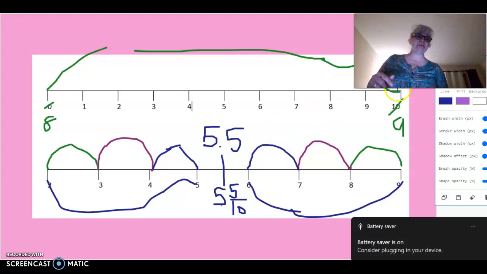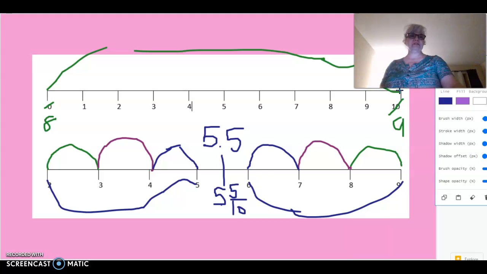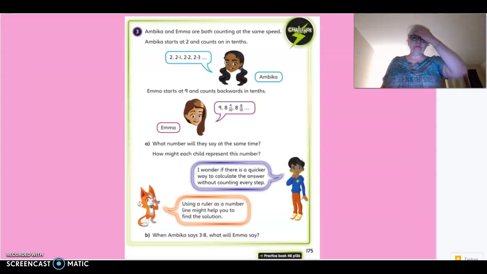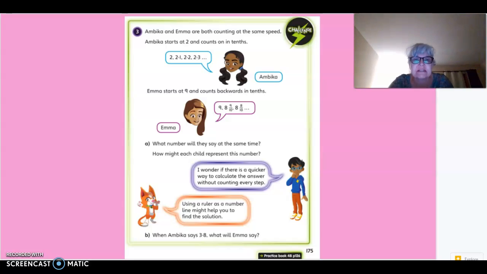And that's how you can do it. You could count all the way and you could start going, okay, when she says 2.1, she's going to be saying 8.9. Okay, and you can go through all those steps, but it's going to take forever for you to do it. So this is a little faster to just think about. So we're going to go back because there's a second part of our problem, and we want to find out when Ambika says 3.8, what is Emma going to say?